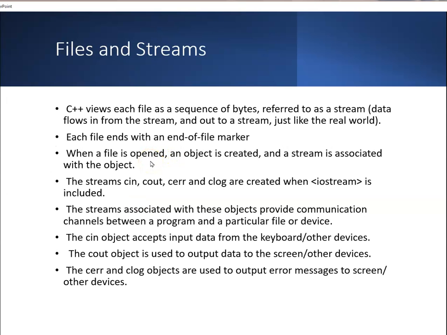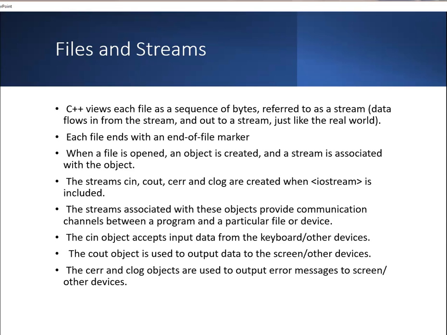C++ views each file as a sequence of bytes referred to as a stream. Data flows in from the stream and out to the stream just like in the real world, like water does. Each file ends with an end-of-file marker. When a file is open, an object is created and a stream is associated with the object.